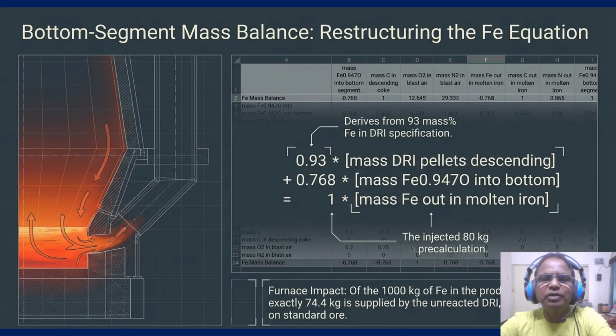Iron is not the only thing that we are balancing. We have to account for the gangue and the carbon as well. So it is also very important.